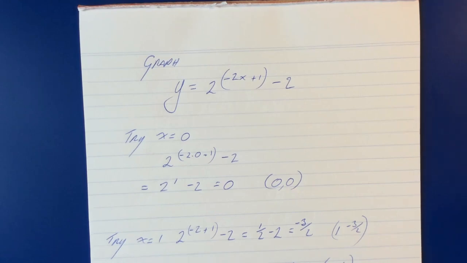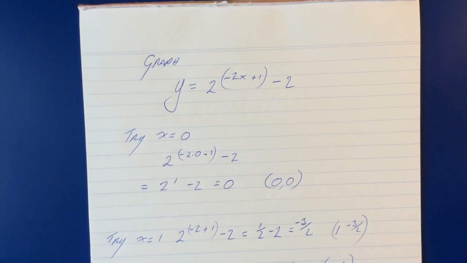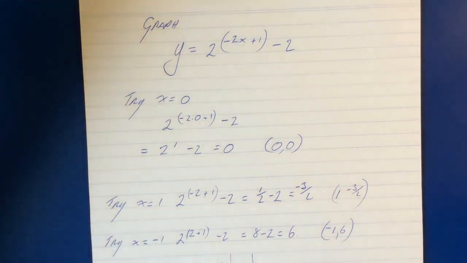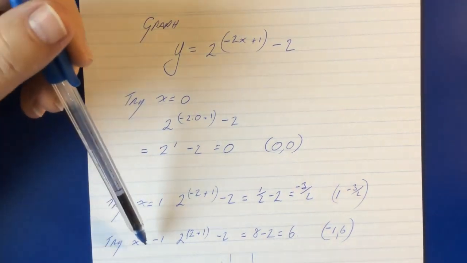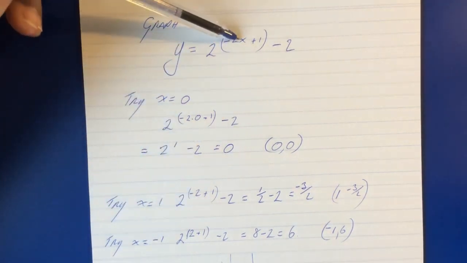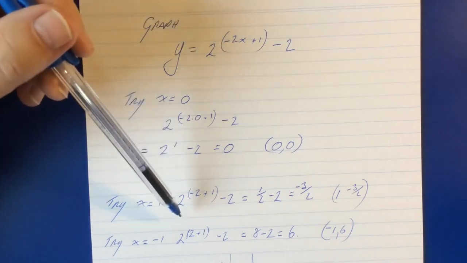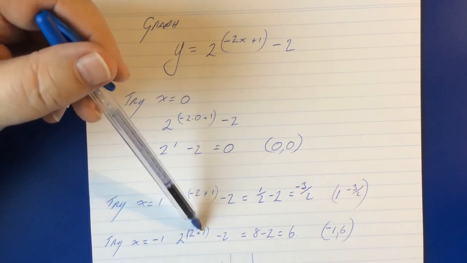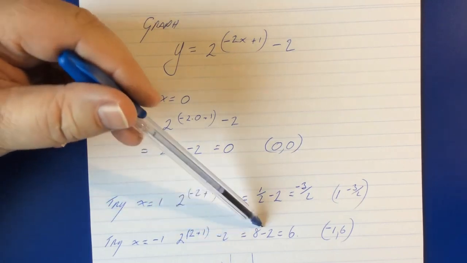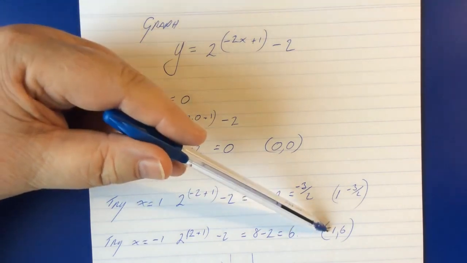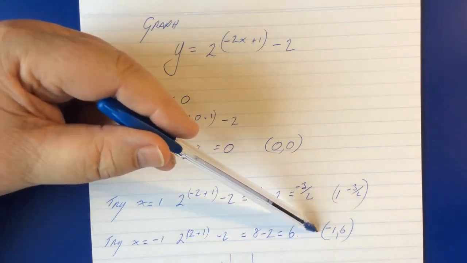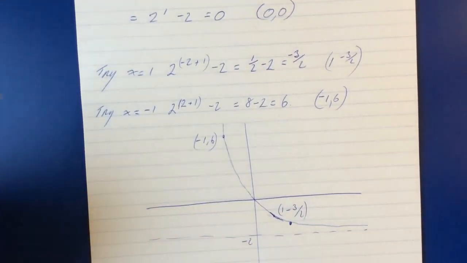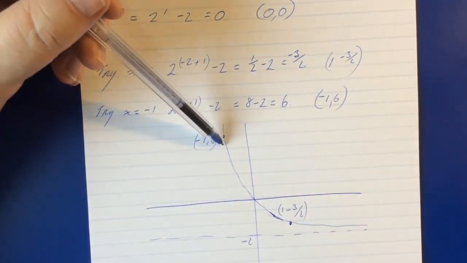Right, so where to from there? Given that this goes through 0, 0, the obvious choice then is negative 1. And what happens when we do that? Negative 2 times negative 1 gives me positive 2. So this is 2 to the power of 2 plus 1, 2 to the power of 3, which is 8, minus 2, which gives me 6. So I have a point to plot: negative 1, 6. And when I plot these points, this is what I get.